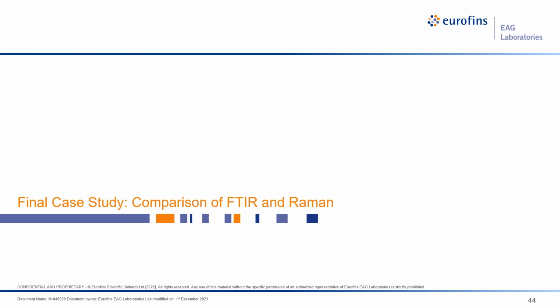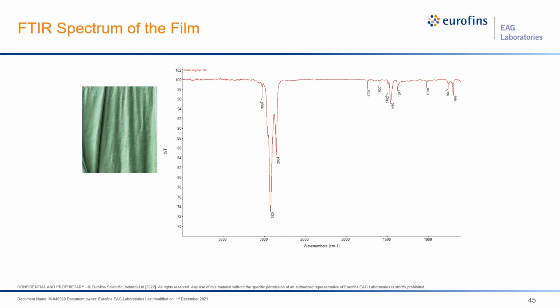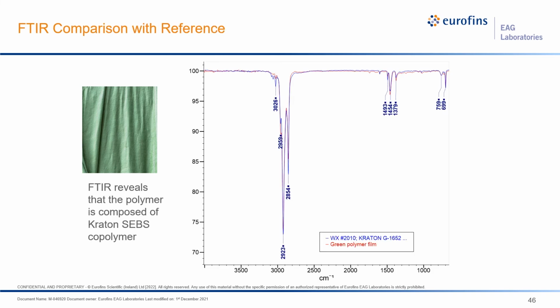Okay, so now I would like to wrap up with an interesting case study looking at using FTIR and Raman on the same exact material. So here we have this green film. We analyze it by FTIR, and what we determine is it's basically a styrene butadiene copolymer film. So we're essentially getting the information about the bulk of the polymer.